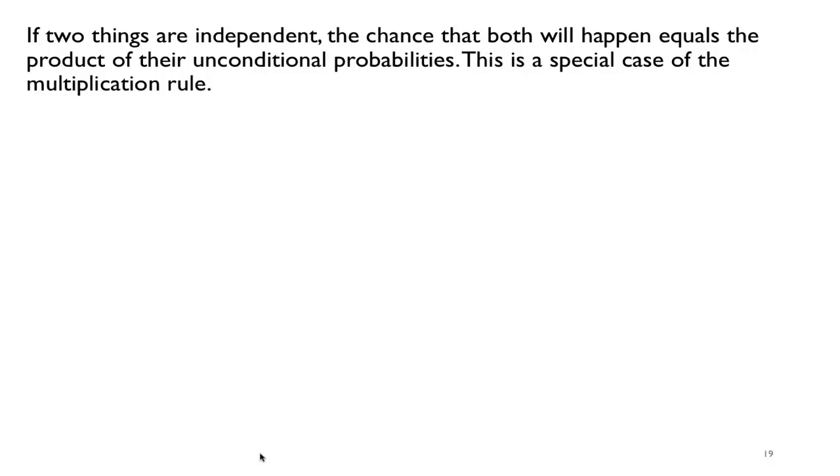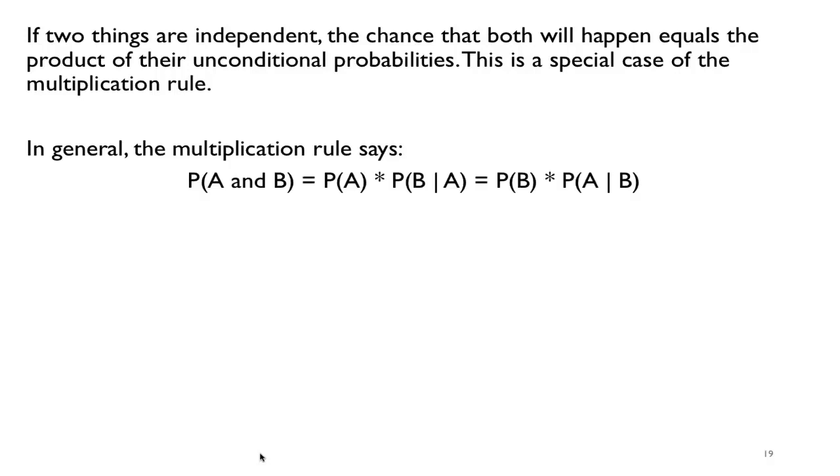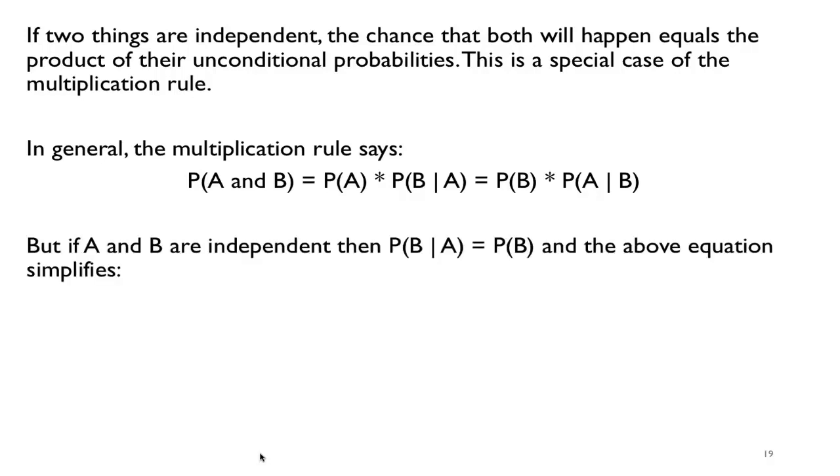So if two things are independent, the chance that both will happen equals the product of their unconditional probabilities. This is a special case of the multiplication rule. Let me explain this. In general, the multiplication rule says this: P of A and B is P of A times P of B given A, or P of B times P of A given B. But if A and B are independent, then P of B given A is equal to P of B.